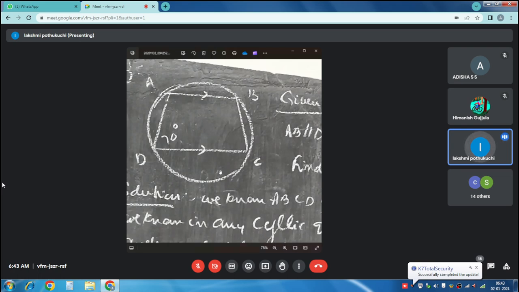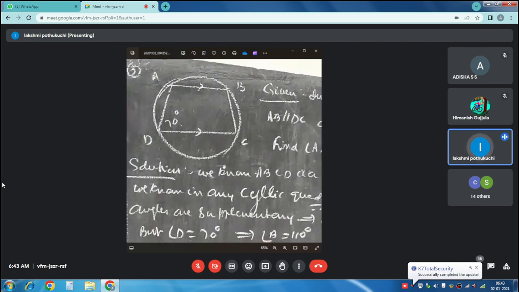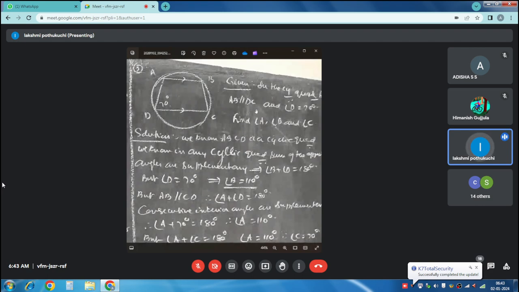Angle D is 70 degrees. Now see the problem. What is to find? Given a cyclic quadrilateral, AB is parallel to CD and angle D is equal to 70 degrees. Find the remaining three angles of the quadrilateral. Basically, the cyclic quadrilateral property. One of you say that property.